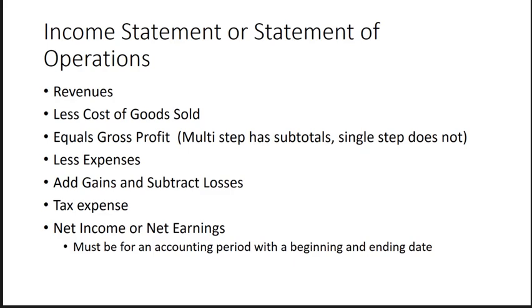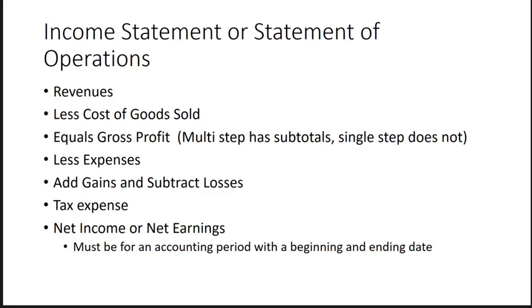So roughly, the simplified version is revenue minus expenses equals net income. As you can see, it's a little more complicated here. This income statement is always for an accounting period. It has to have a start and an end. And we measure all the activities or operations in between those two dates. So it has to have a start and an end.